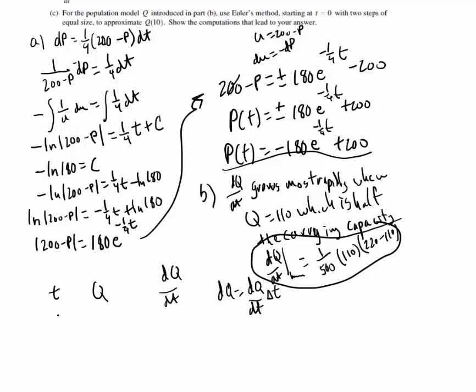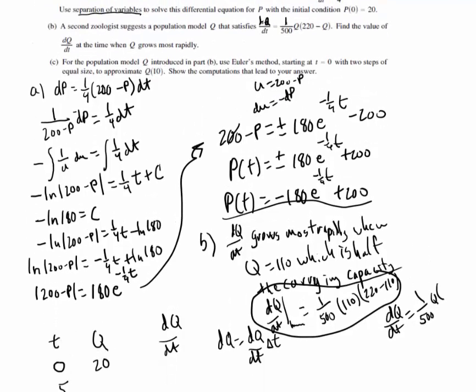Starting at time 0 with my initial condition q of 20, I'm going up in 2 steps of equal size to 10, so this is going to be 5 and this is going to be 10. So remember, on Euler's method, you can always do that particular part of it as well. All right, so now on my differential equation, let me go ahead and write it down here. The differential equation was dq/dt is equal to 1/500 q, and then parentheses, make sure that's right before we go on, 220 minus q.